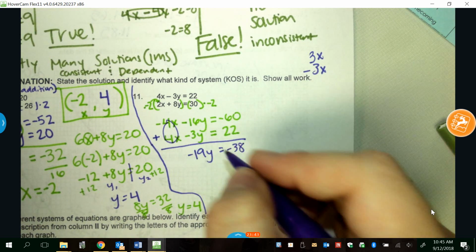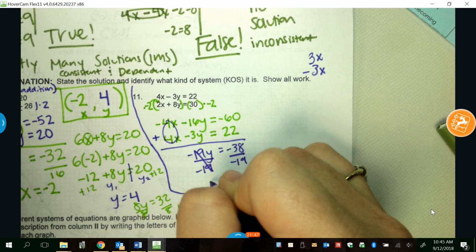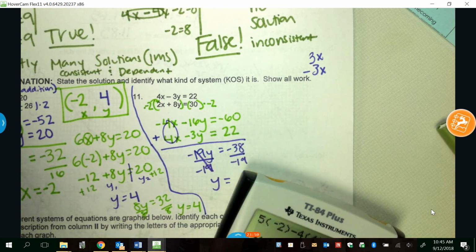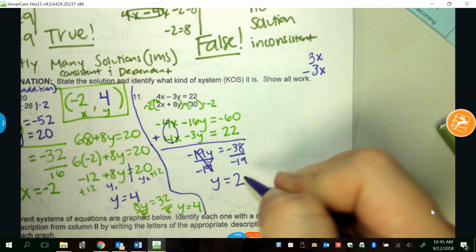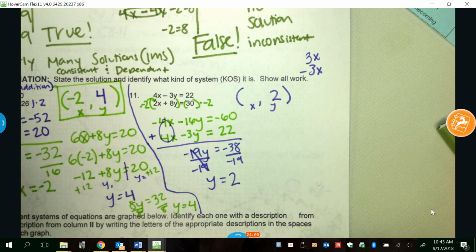So we want to get y by itself. We're going to divide both sides by negative 19. Y equals, so again, you can do it in the calculator. Negative 38 divided by negative 19 gives you positive 2. So I have half of my answer.